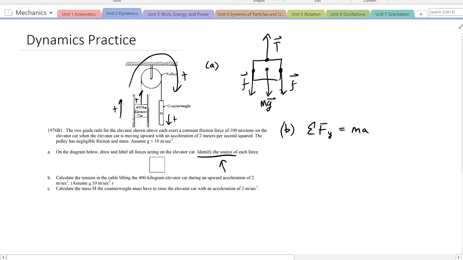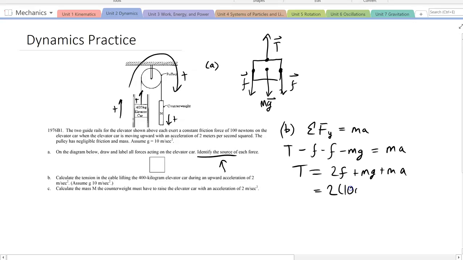Okay, so let's begin. We have calculate the tension. So let's sum all the forces on the elevator. So we have the T, which is positive. We have the F's, which are minus, and then the weight, which is minus, right? Is equal to ma. I'm just going to go ahead and solve for T here. So it's going to be 2F plus mg plus ma, which is equal to, we plug in all the values we know, right? 2, the friction force, each of them is 100, so that's why it's 2 times 100. The weight is 400 times 10, because we're using 10 as g, and then the acceleration, so it's 400 times the acceleration, which is 2.